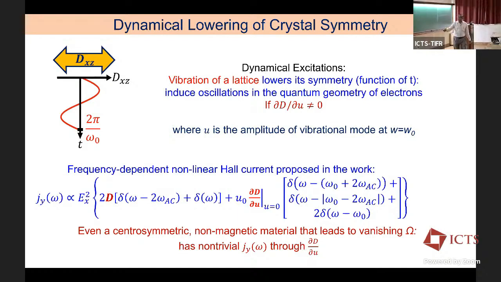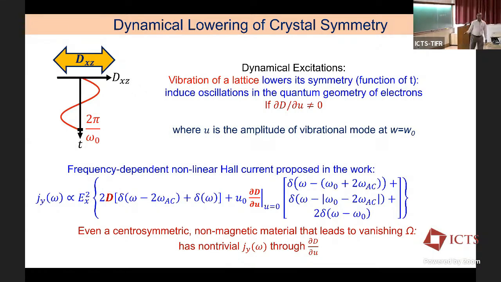The first one is basically what was predicted by Liang Fu and Sodemann, that you have a Hall response at 2 times the AC frequency, but which depends on the Berry curvature dipole and is restricted by symmetries. But the second one is related to the phonon amplitude U naught and this derivative of the Berry curvature dipole with respect to phonon amplitude, times there are going to be 3 peaks here. One comes at omega 0, the phonon frequency, plus 2 times omega AC, omega 0 minus 2 times omega AC, and one at omega 0 itself.